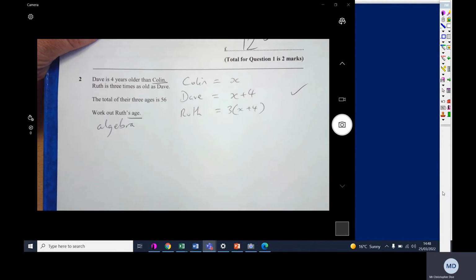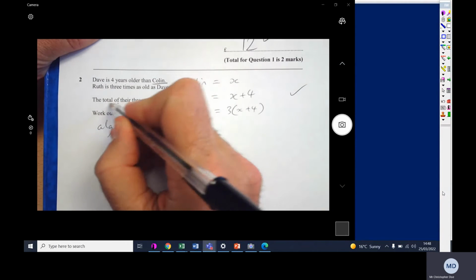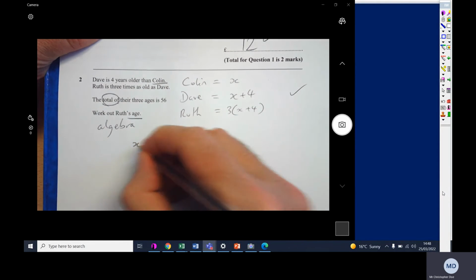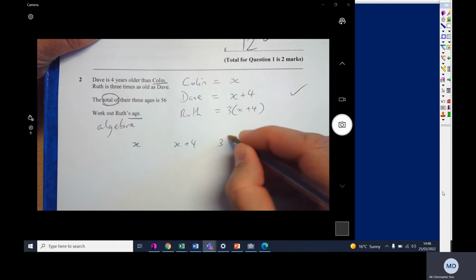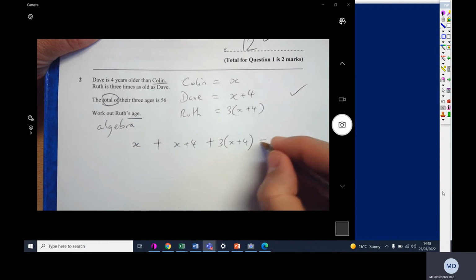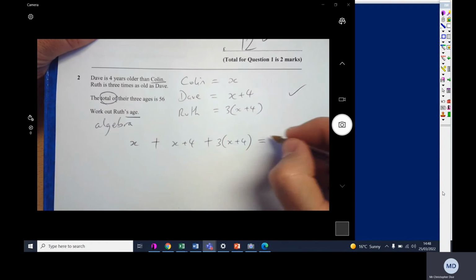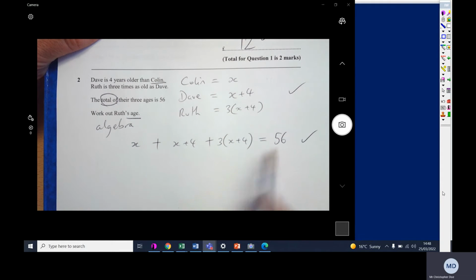For your second mark, once you've got some algebra here, it says the total of their 3 ages. So let's total their 3 ages: X plus X plus 4 plus 3 times X plus 4. Total those, which means add them up, and that would come to 56. So there's a mark for getting that. It doesn't matter whether or not you've expanded this one at this stage.